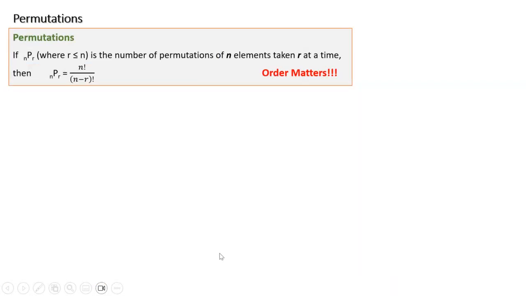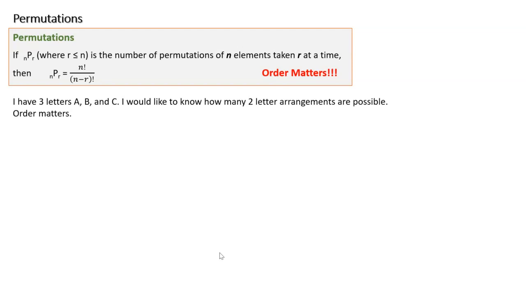Now comes another way of permutation, right? If nPr, where r is less than or equal to n, is the number of permutations of n elements taken r at a time, then the formula nPr is equal to n factorial over parentheses n minus r parentheses factorial. Here, guys, the order matters. Okay, example.